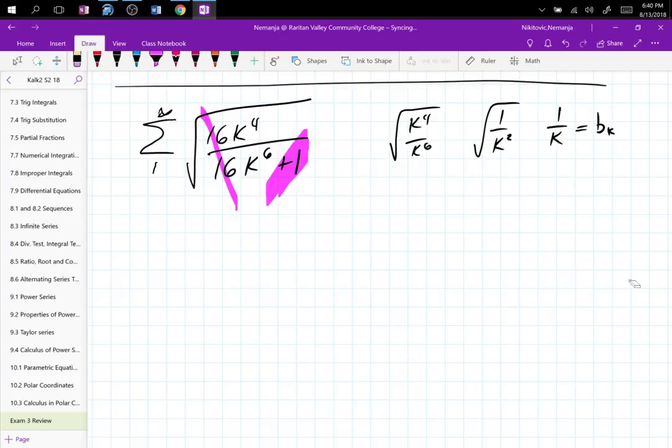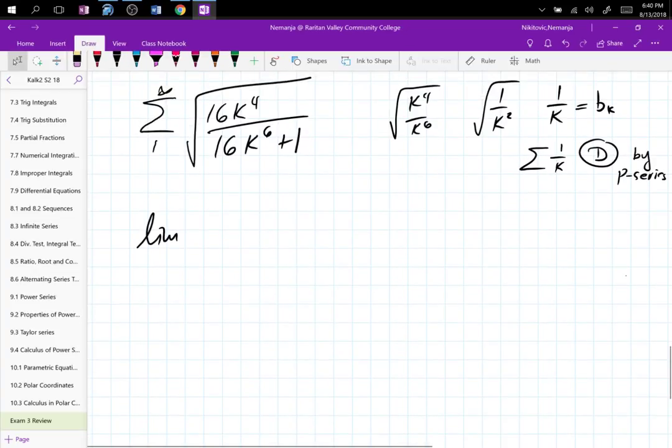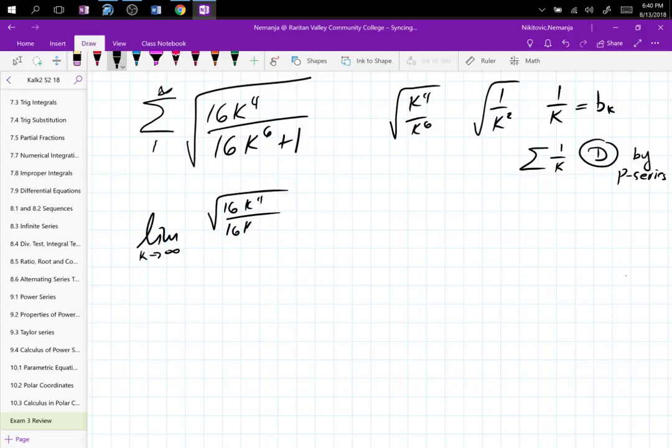So now we have our bk. We also know that the summation of 1 over k, which is bk, diverges because it's the harmonic series. You can say by p series. So now, what do we have? Well, we have to go back to our limit test. As k goes to infinity, we divide our square root of 16k to the 4th over 16k to the 6 plus 1 by 1 over k.